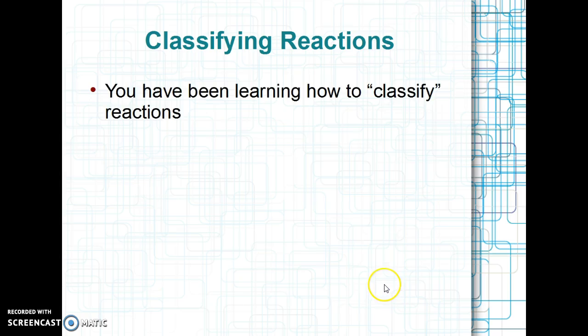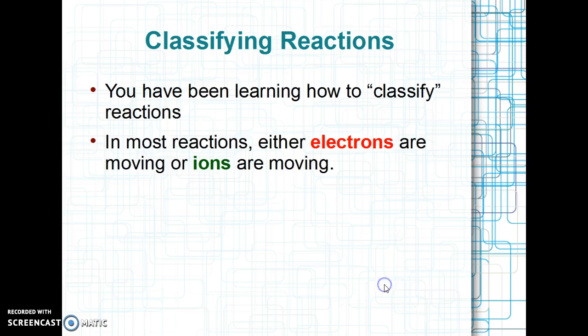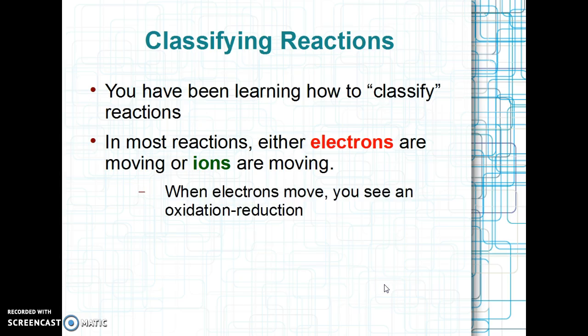We've been learning how to give names to types of chemical reactions. In most reactions, we know either electrons move or ions move. When electrons move, we have an oxidation-reduction reaction.